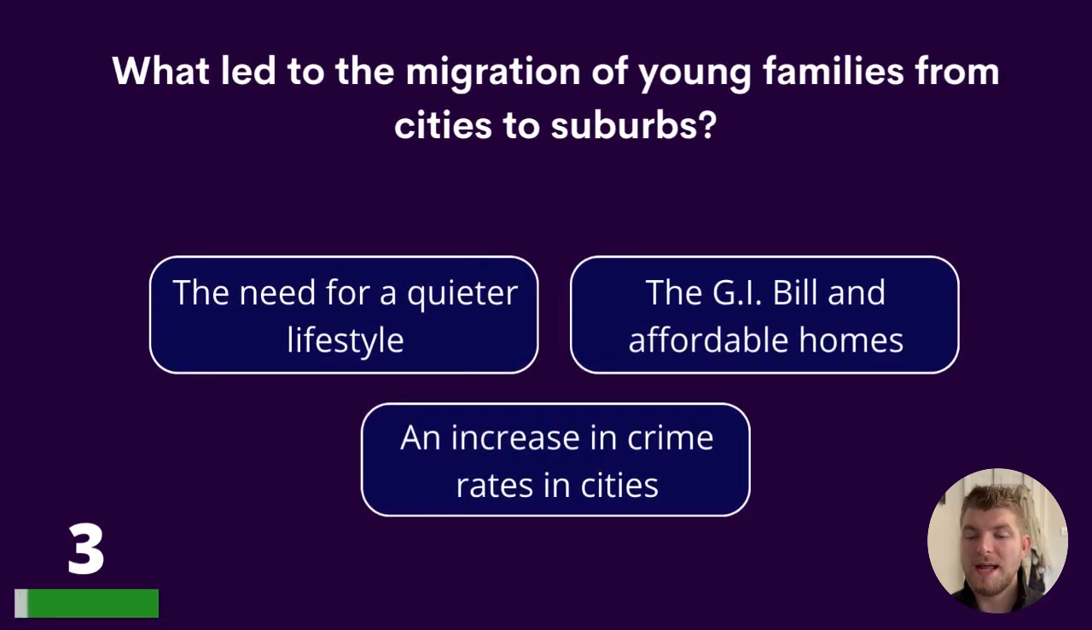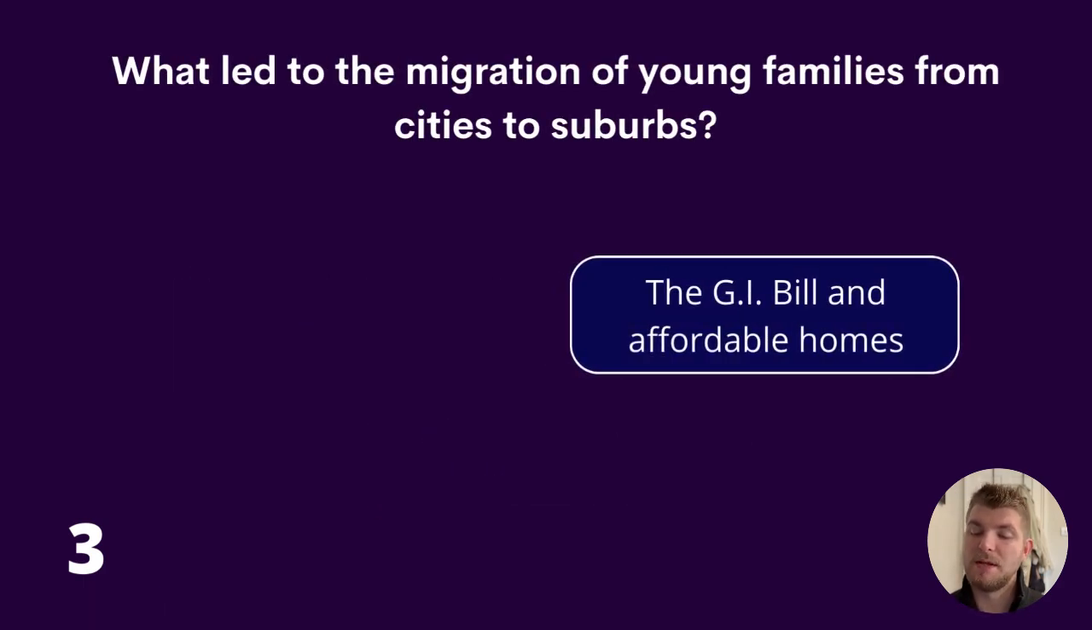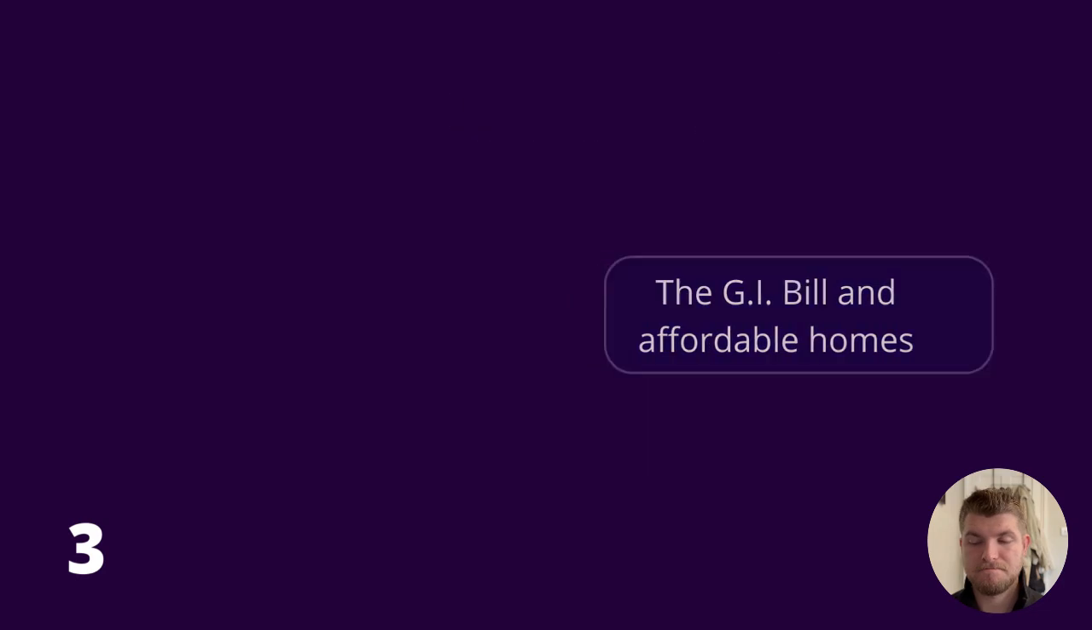3. What led to the migration of young families from cities to suburbs? The need for a quieter life, the GI Bill and affordable homes, an increase in crime rates in cities? The answer, the GI Bill and affordable homes.